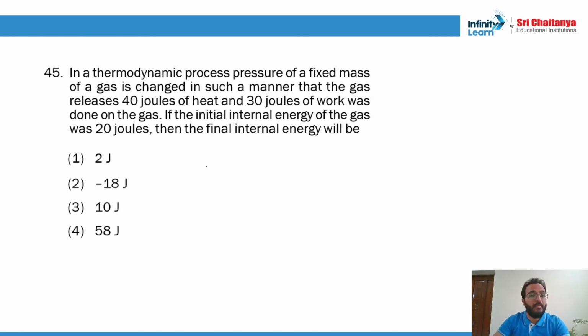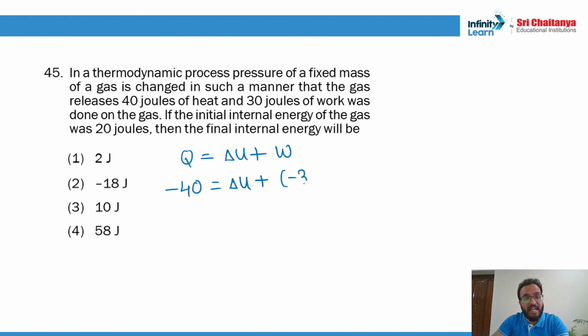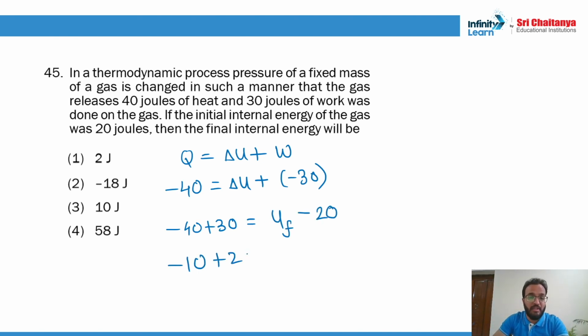Here they are saying that Q is equal to delta U plus W. Now, heat is given out by the gas. The gas releases 40 joules, so Q is minus 40. Work done on the gas is 30. Work done on the gas is 30 means work done by the gas is minus 30. Final internal energy minus initial is 20. So minus 10 plus 20 is equal to this. So this is equal to 10 joules.